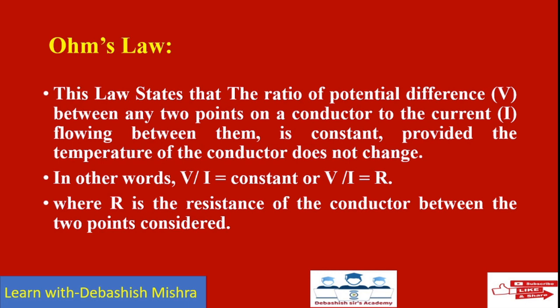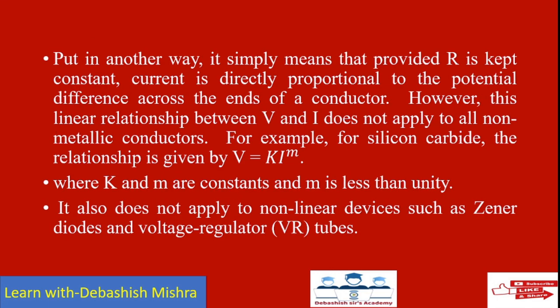Temperature will not be changed. In other words, you can say V by I is constant, or V by I is equal to R, or resistance, where R is the resistance of the conductor between the 2 points considered. Put in another way, it simply means that provided R is kept constant, current is directly proportional to the potential difference across the ends of the conductor, that is I is directly proportional to V.